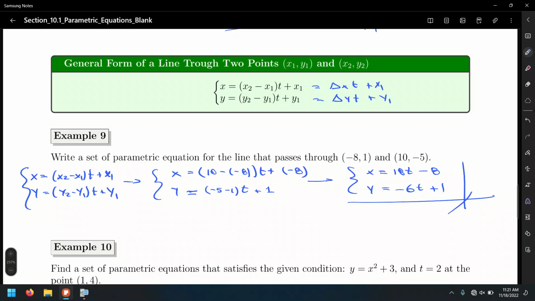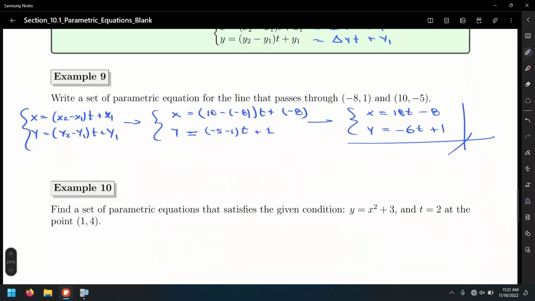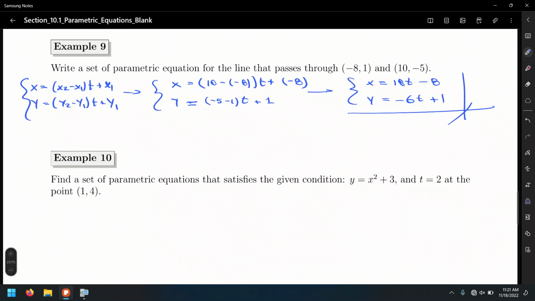with respect to its parametric version. Well, and that's our next example. Example number 10. Find a set of parametric equations that satisfies the given condition. That is, the function y equals x squared plus 3. And the condition that we need to satisfy is that whenever t equals 2, then the particle traveling along that path has to be at the point (1, 4) whenever t equals 2.